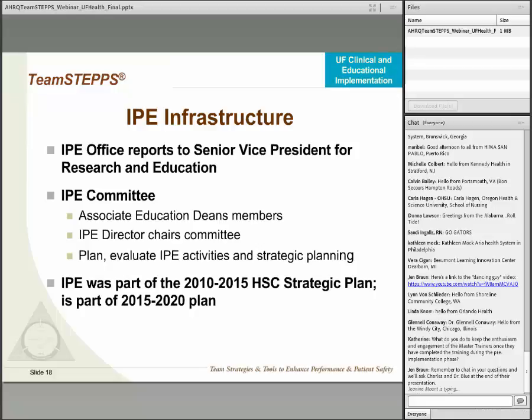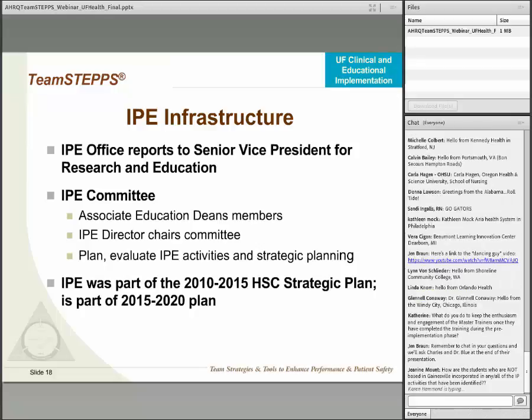The office works with what we call an IPE committee. It's been around for many, many years. The associate education deans of our six colleges are the members, and because our College of Public Health and Health Professions has several academic programs in it, there are some additional members from that. And it really is a very collaborative committee. I quote, chair it, but we work very, very well together. We plan interprofessional education activities. We evaluate what's going on. We're constantly looking at and revising the activities that UF has had in place for so many years, and engage in strategic planning related to interprofessional education.